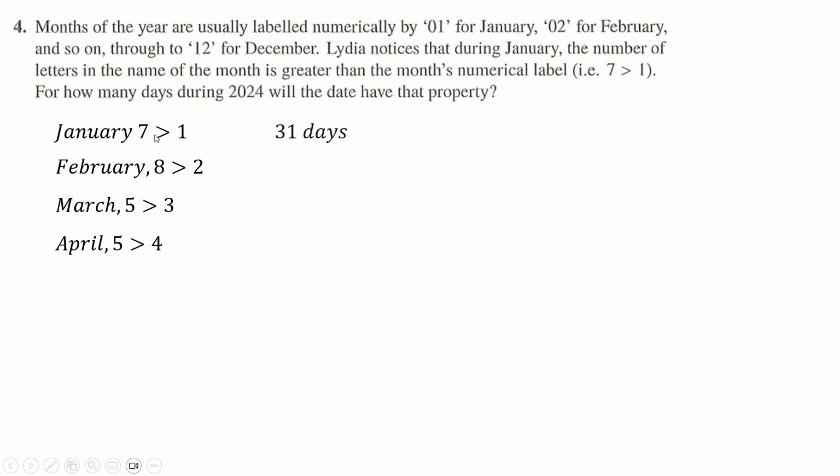There are 31 days in January. Absolute baller question this. You need to know that 2024 is a leap year. So there are 29 days in February, 31 in March, and 30 in April.